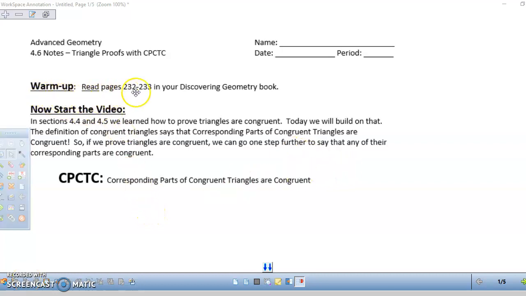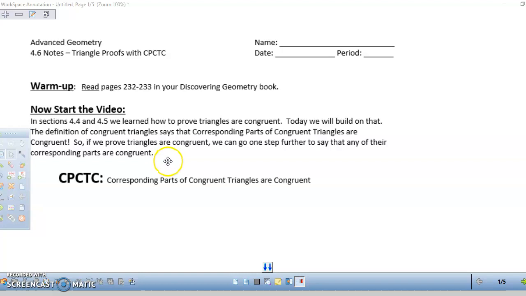So you were supposed to read these pages before you started this video. If you haven't, pause and go do that. Sections 4.4 and 4.5, we obviously learned about triangle congruence. We're going to build on that today, and we're going to take it one step further.